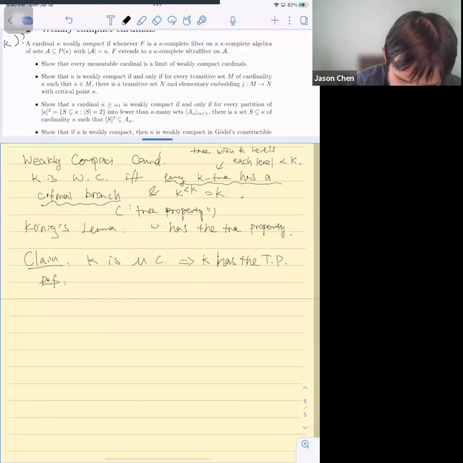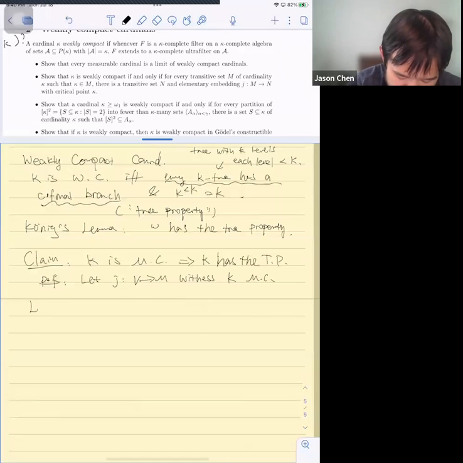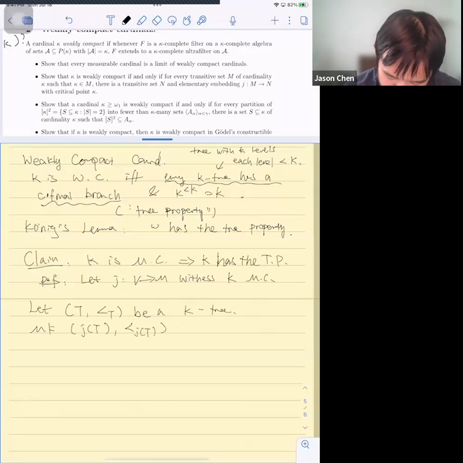Proof. Let j from V to M witness kappa measurability. All right. Now let T, and some ordering on T, be a kappa tree. Right, now M is going to think that j(T), and also the ordering <_{j(T)}, is a j(kappa) tree.